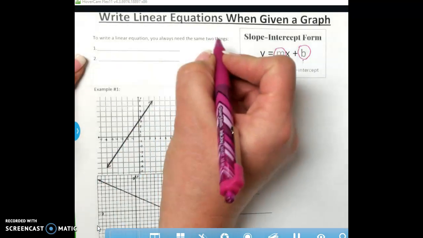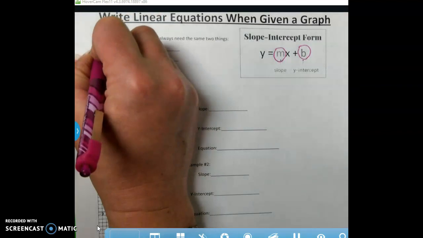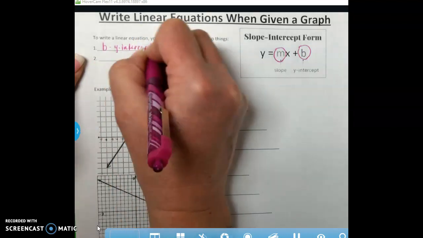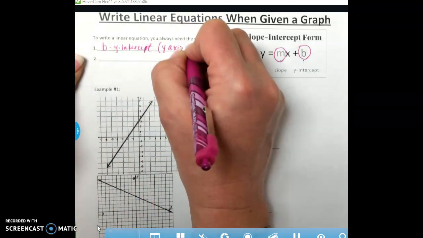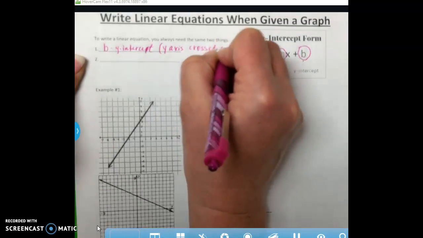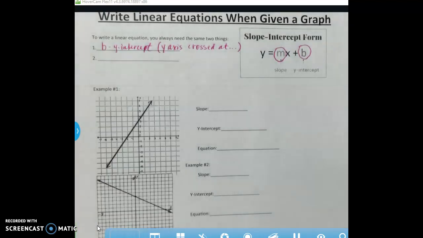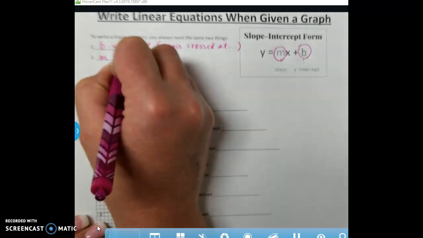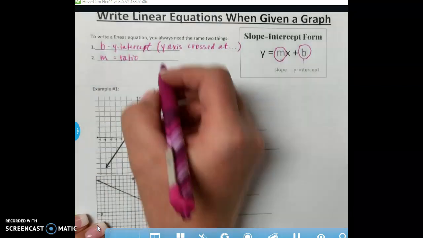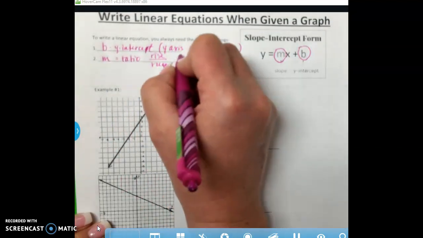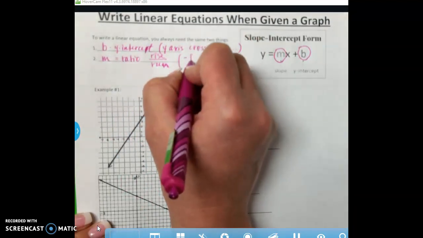So the same two things, as I said. B is the y-intercept: the y-axis is crossed at what value? Not the coordinate point, but specifically what is the value of y at that point. And then we have our slope, aka ratio. We need to have it as a ratio of rise over run, or as you remember, if it's negative, we would say fall over run.